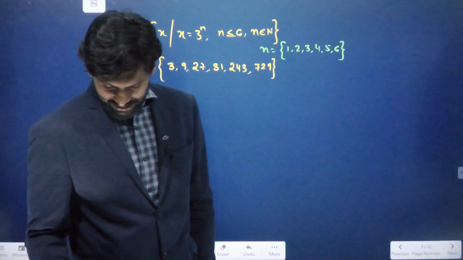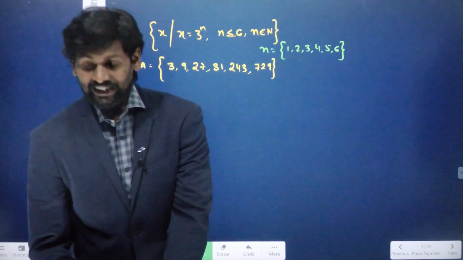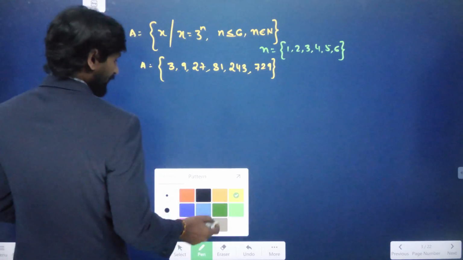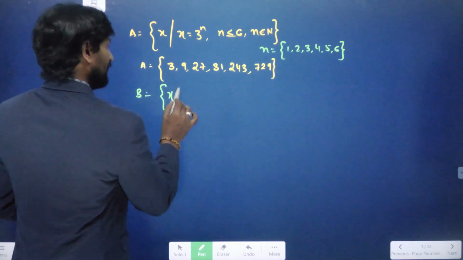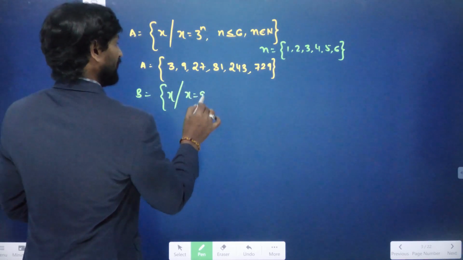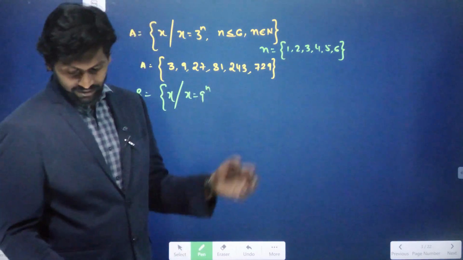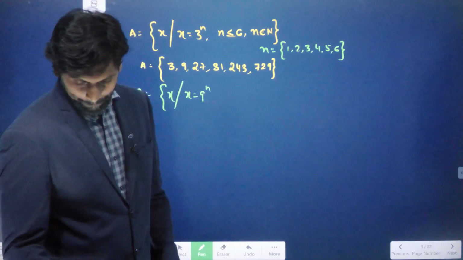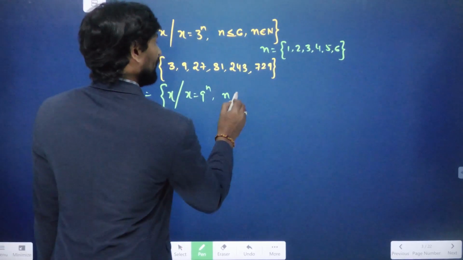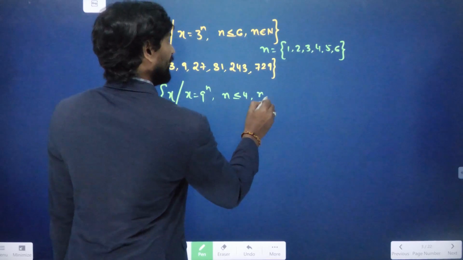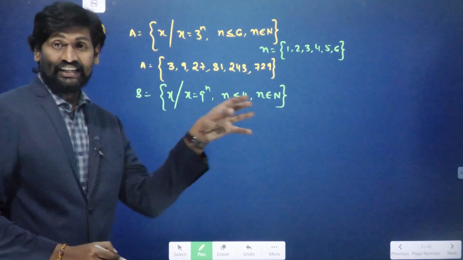Now let us see the set B condition. Set B is given as x such that x equals 9 power n. The elements in B are in the form of 9 power n, where n is less than or equal to 4 and n belongs to natural numbers. So let us try to write the set first.